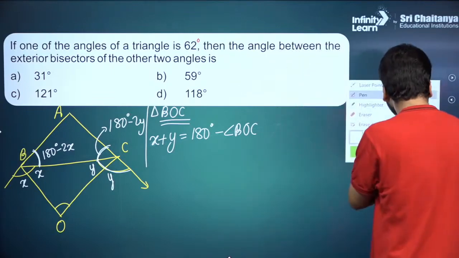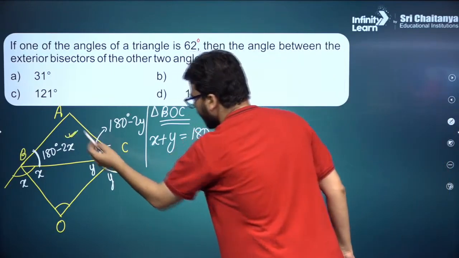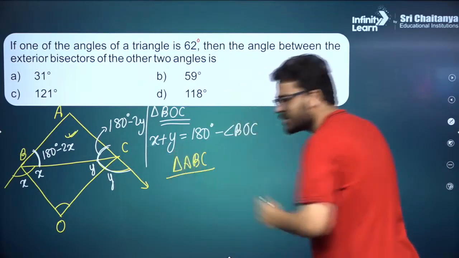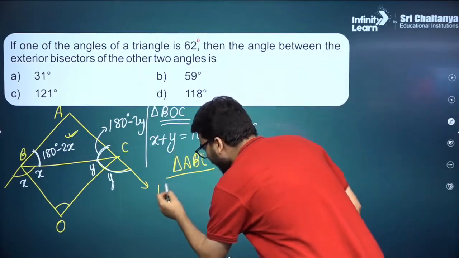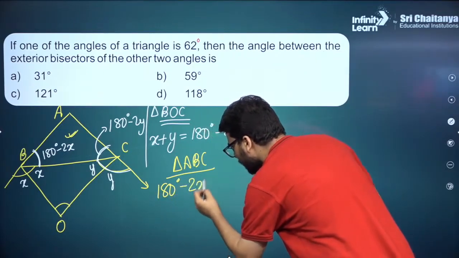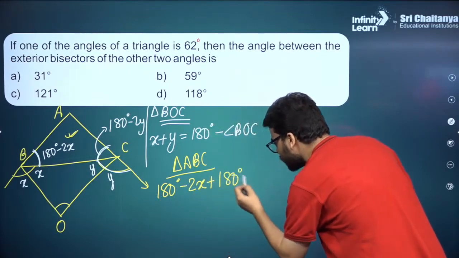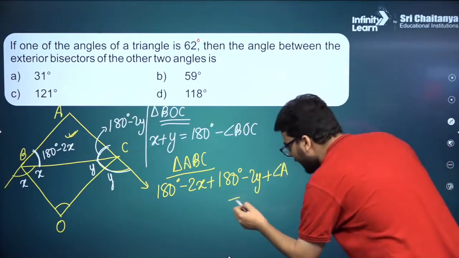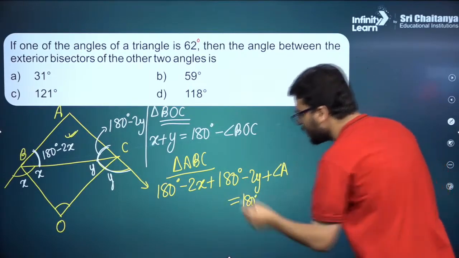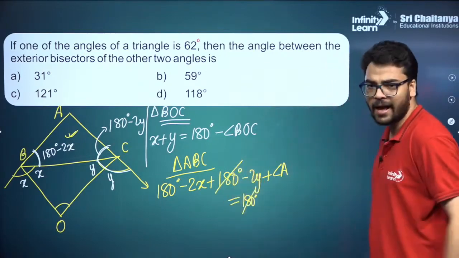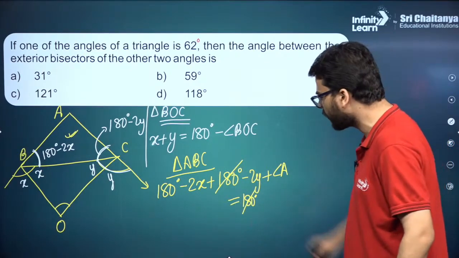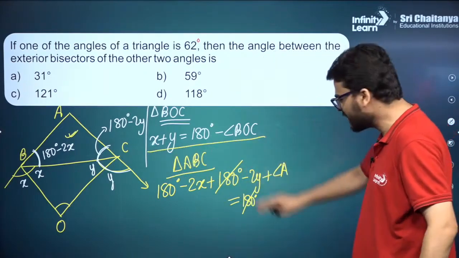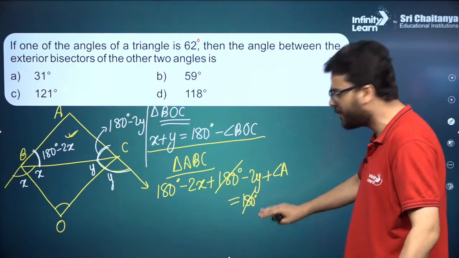Now can I use the angle sum property in the triangle ABC? If I use the angle sum property, what will I get? Can I get 180 minus 2x plus 180 minus 2y plus angle A equal to 180, guys? So you see the 180 will be cancelled out. I hope this thing is clear to everybody. It's a very simple proof, right? Now over here, we just need to write x plus y equal to this. Our proof will be done over here, right?